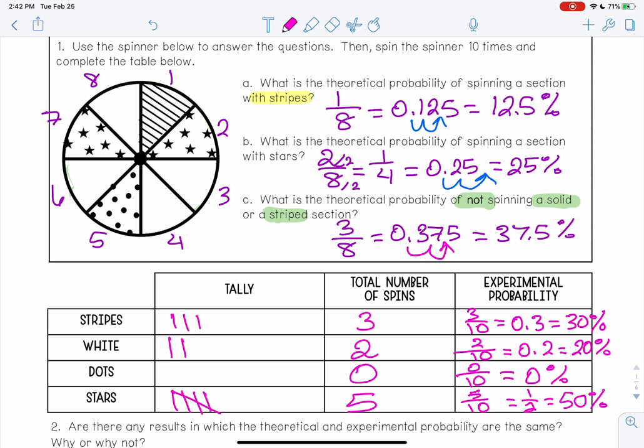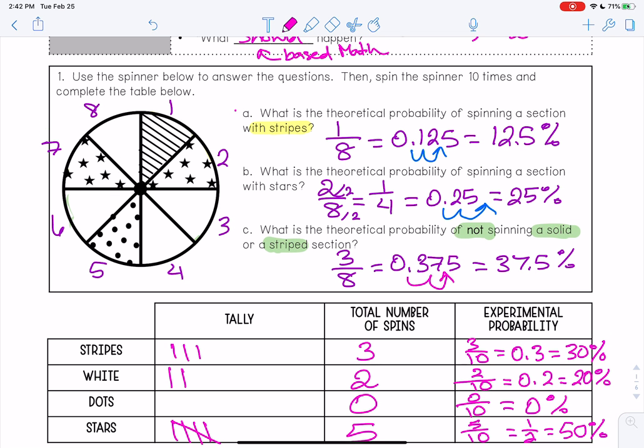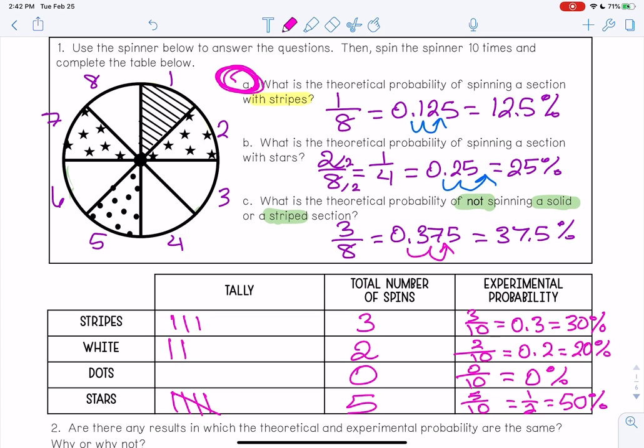Okay? So if you notice in part A up here, what is the theoretical probability of spinning stripes? It's supposed to be 12.5%. But down here, when we actually did the experiment, we got 30%. And in part B, what is the theoretical probability of spinning stars? It said 25%, but when we actually did it, it came out to 50%. So notice that the theoretical and the experimental don't match up.